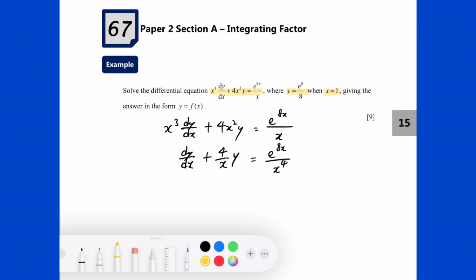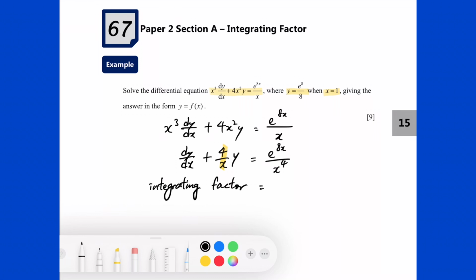This step is very important, as we have to make sure that the left-hand side has this particular format and we have to identify the coefficient of y. So in this case, the corresponding coefficient of y is 4 over x. And then we will be able to find the integrating factor for solving this differential equation.